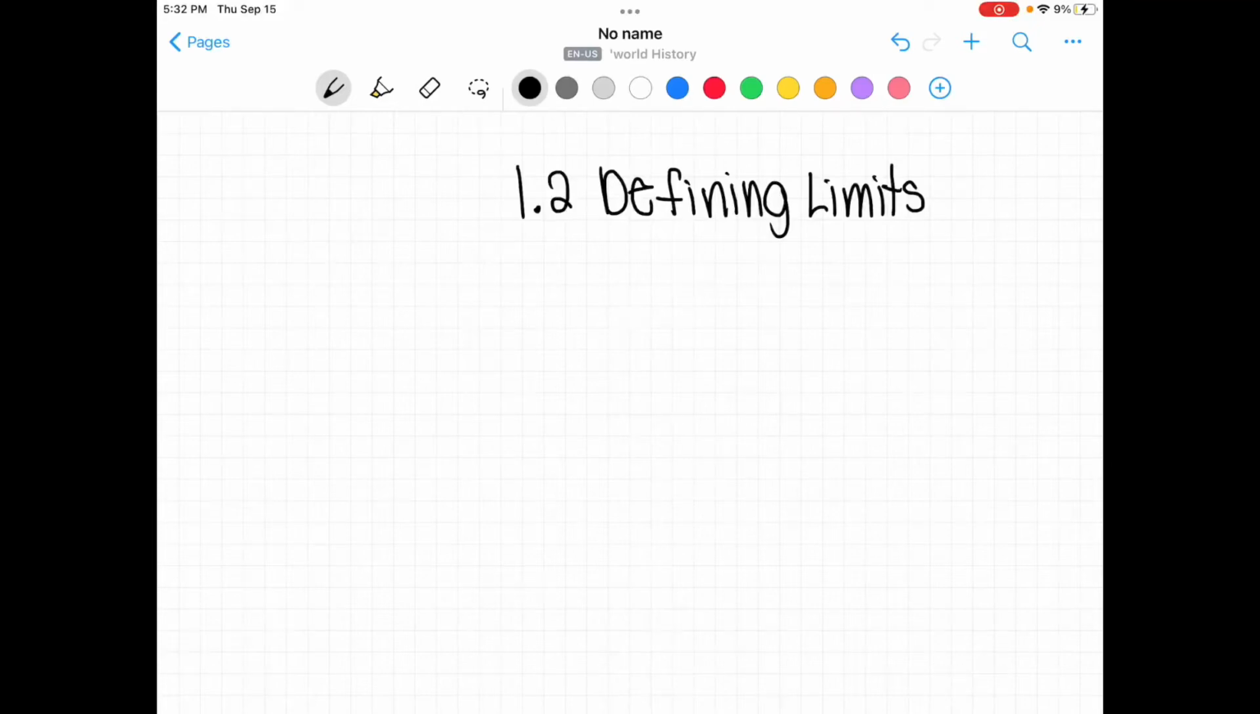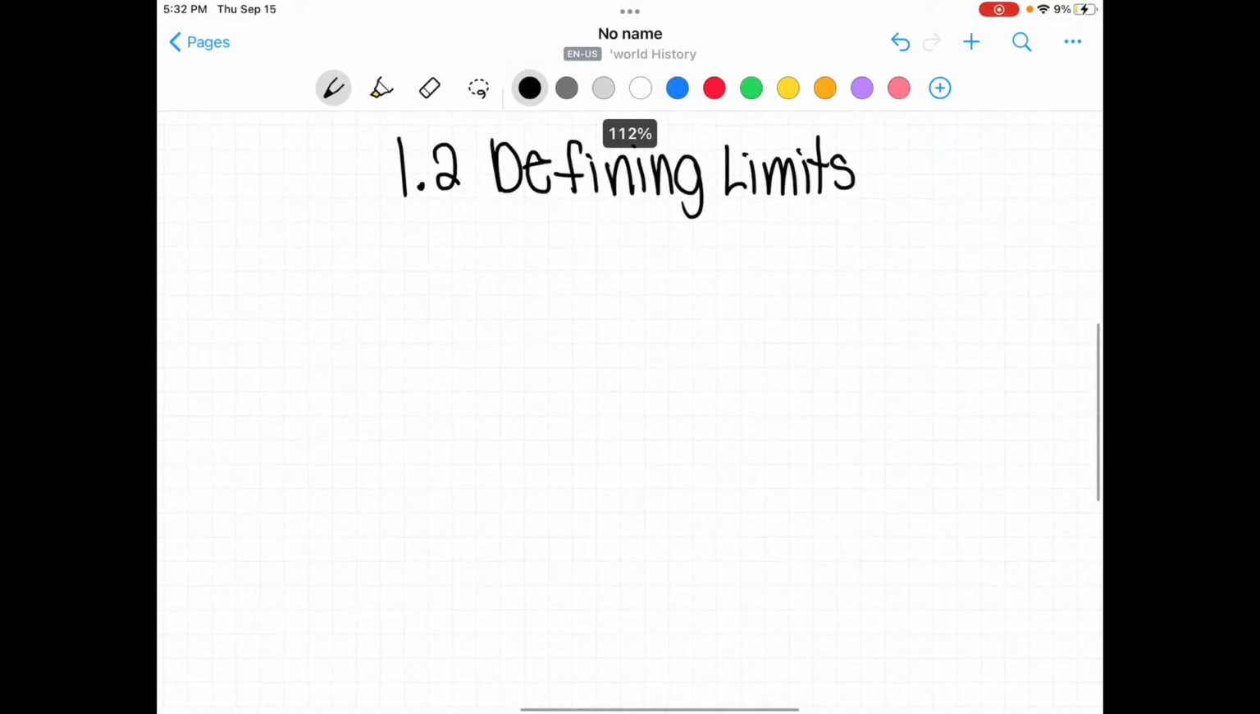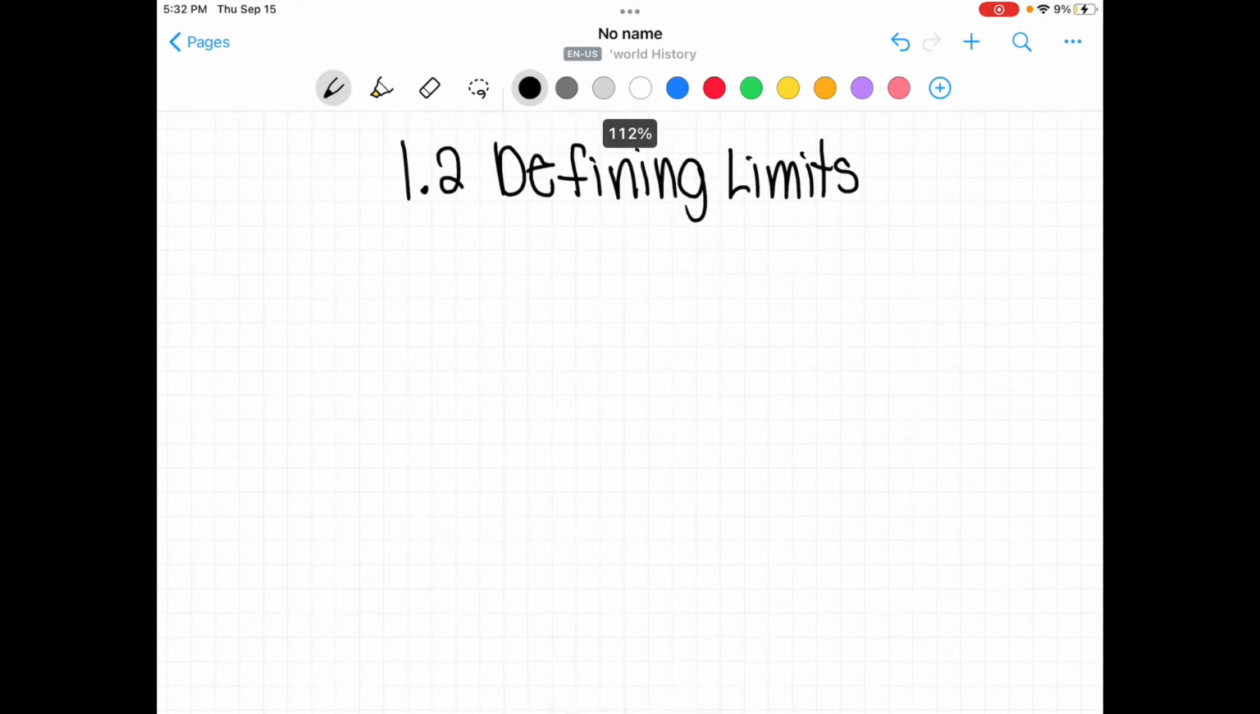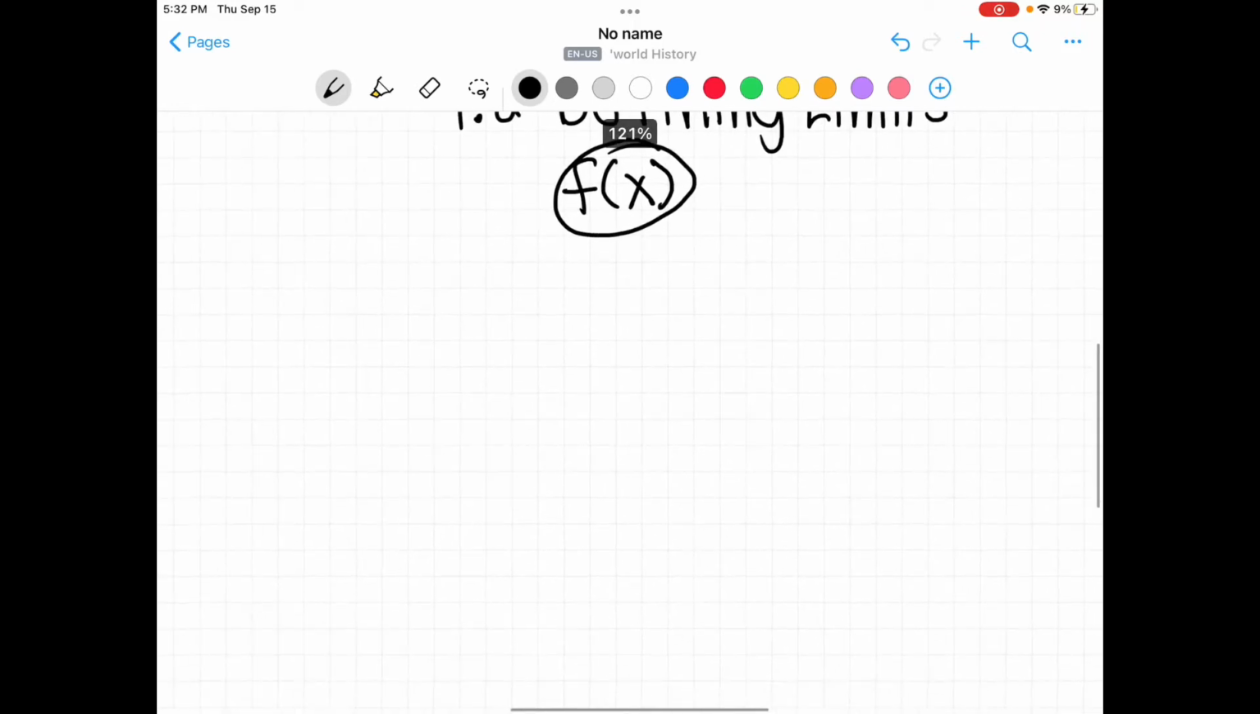Alright, so today we're going to be talking about defining limits. Now we already established what a limit is, so now we're going to be talking about limits as it approaches or involves f of x. So, limits are obviously stated as when x approaches whatever number, but then we have f of x as well.